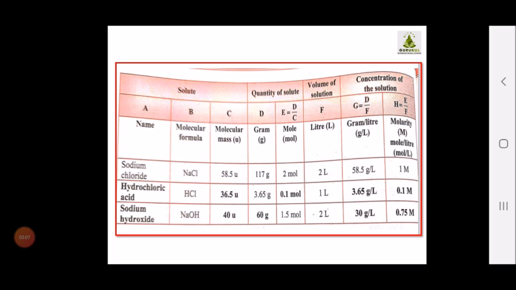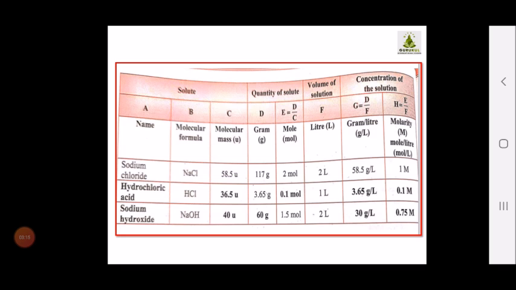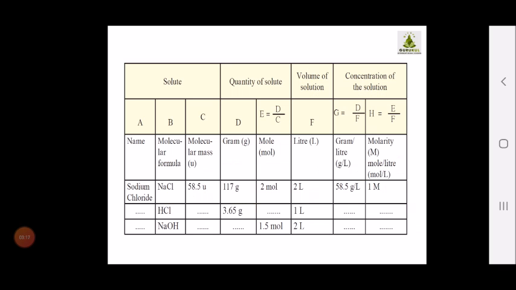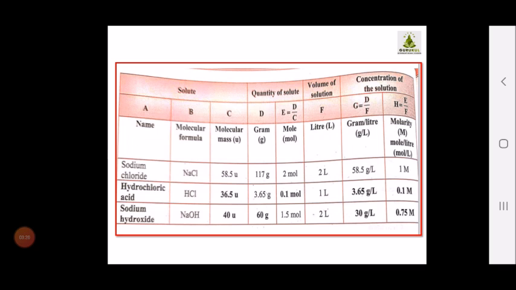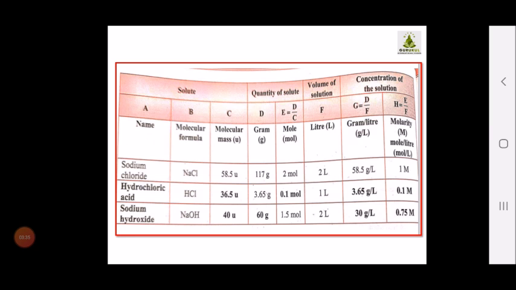On the basis of this solution table, you have to complete this table given in your textbook. I will be sharing the solution answers also. So HCl means hydrochloric acid. Now the molecular mass of hydrochloric acid is 36.5 units. Now the quantity of solute, how much is given? It is already given, 3.65 grams. Now how many moles is the solution becoming? It is becoming 3.65 divided by 36.5, that is 0.1 mole.